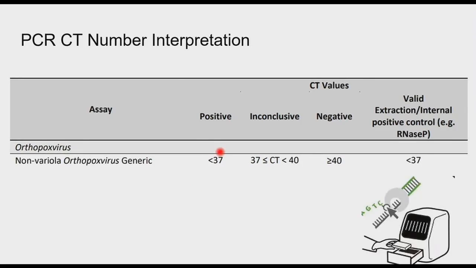For the PCR interpretation, a CT number less than 40 is the criterion to diagnose a patient with monkeypox. But the true positive cutoff, the threshold point, is 37. For a patient with a CT number between 37 and 40, the result is inconclusive, so it depends on the clinical diagnosis.